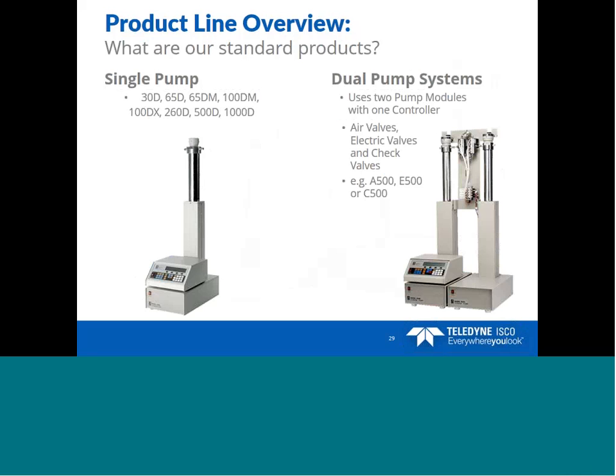Our standard products consist of either a single pump or dual pumps. The model name of the single pumps represents the nominal volume of the pump. For example, a 30D holds 30 mL, while a 1000D holds 1000 mL. A dual pump system consists of 2 single pump models, a controller, and a valve package. Valve packages are available as air, electric, or check valves. When combining an air valve package with 2 Model 500Ds, the system is called an A500. For electric valve, the system is called an E500.